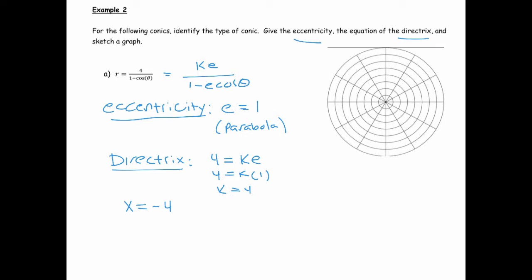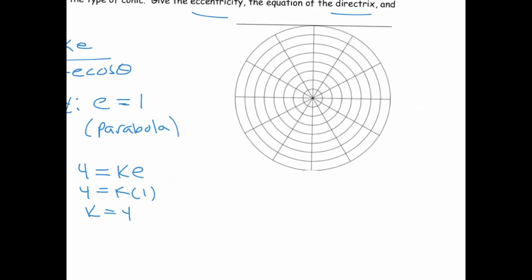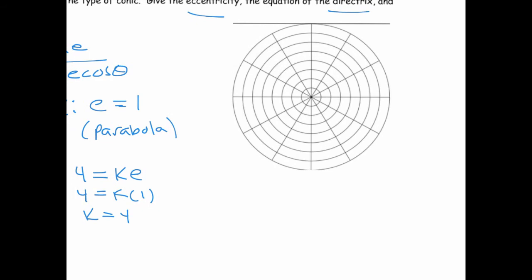Okay, so now let's just sketch those in. Remember that the focus is always going to be at the pole. So there's our focus. And we know that my directrix is at x equal to -4. So I'm just going to dash in my directrix. And now we've got to get points on this parabola.